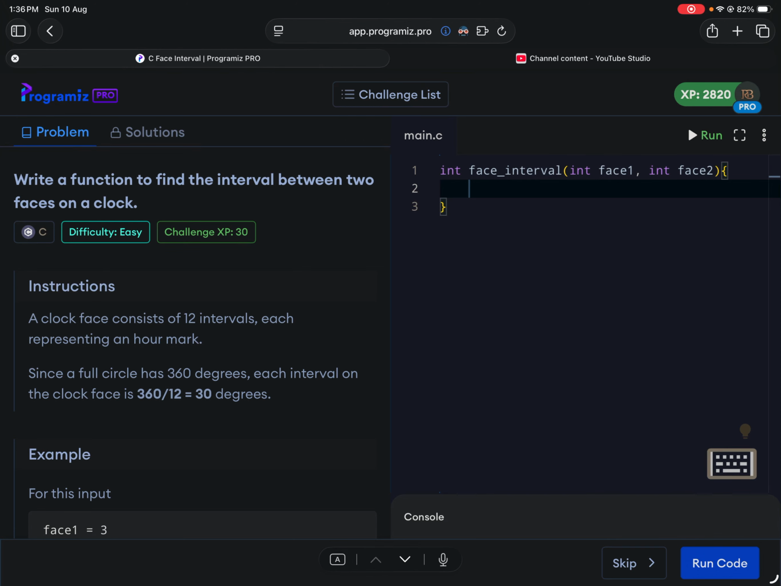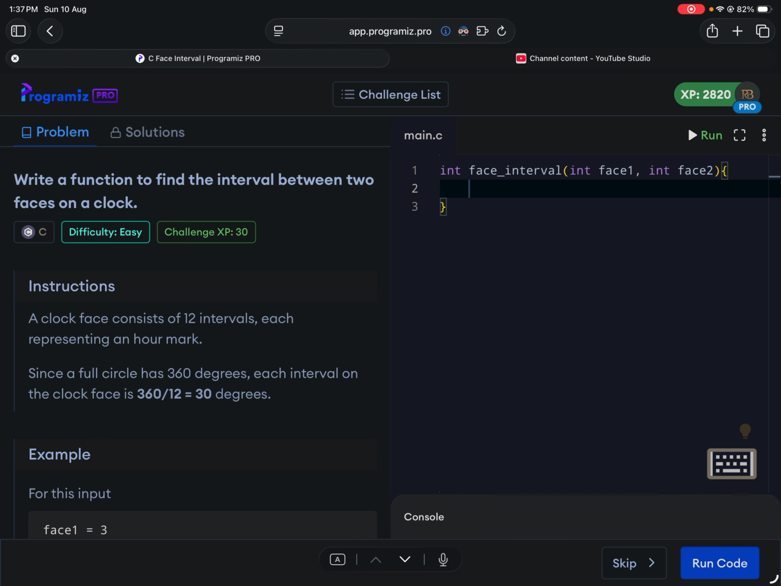So in this particular session, what we need to do is write a function to find the interval between two different times, two different phases on a clock. A clock has 12 intervals, right? So it's a 12-hour format, going all the way from 1 to 12.